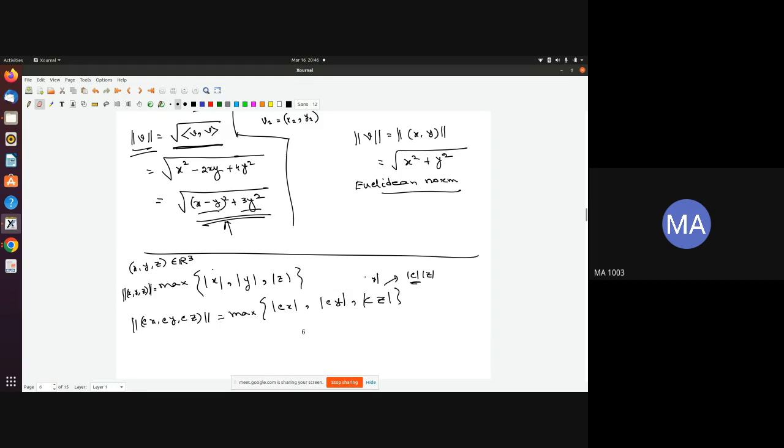And similarly, we have checked all the properties. Right? So this is a norm. This is another type of norm. Now, there is a proof. I am not giving you the proof. Again, it will require some knowledge of a little bit deeper mathematics. But this is not coming from any inner product.